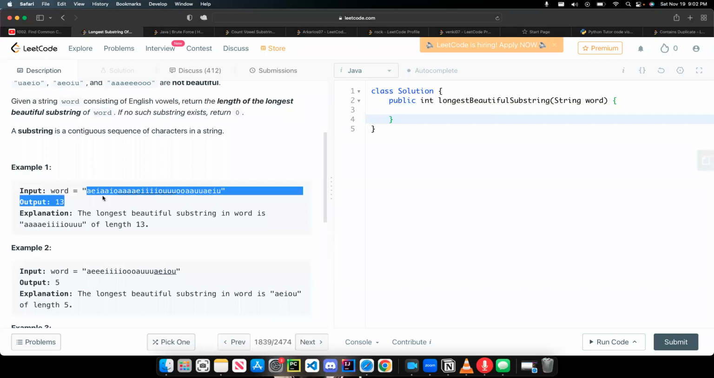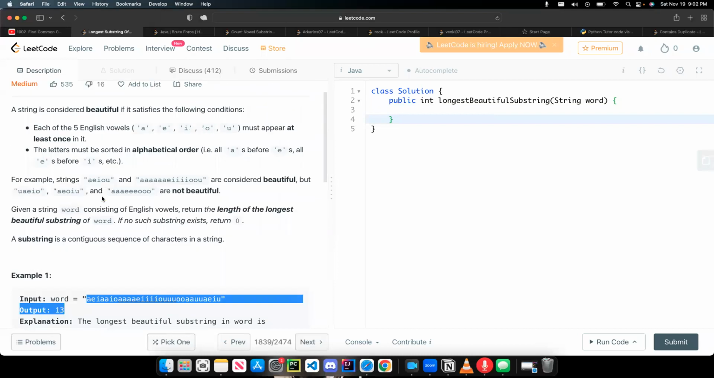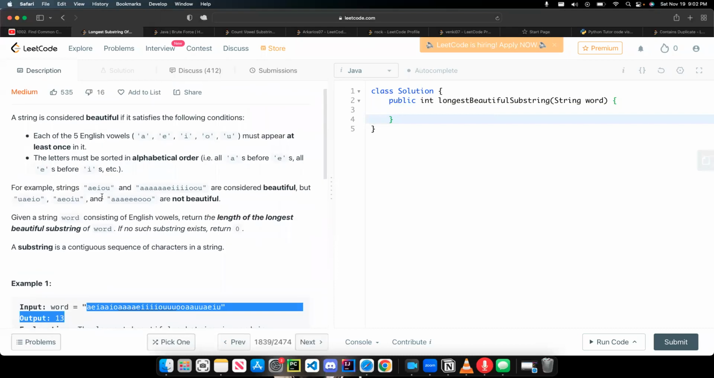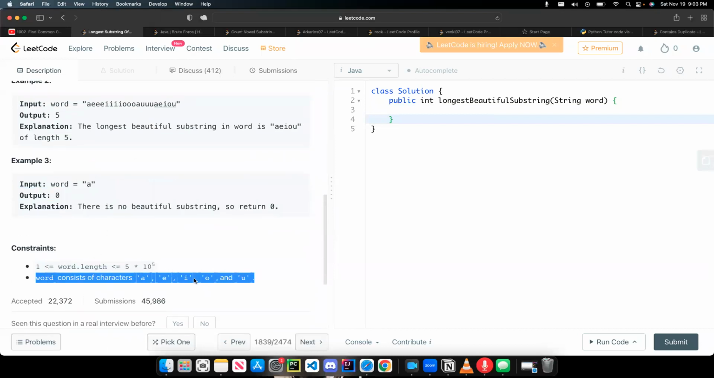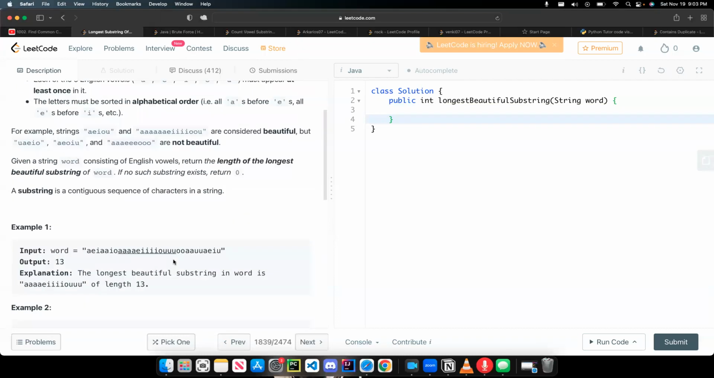They're all vowels, and I think that's made very clear in the question, that the word consists of A, E, I, O, or U. So they're all vowels, right? Verifying it isn't really the problem. The real problem is simply verifying two things, right? Whether or not all vowels are contained and whether or not all vowels are in alphabetical order.